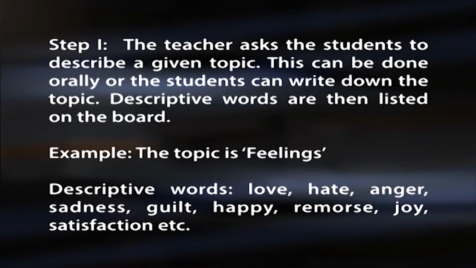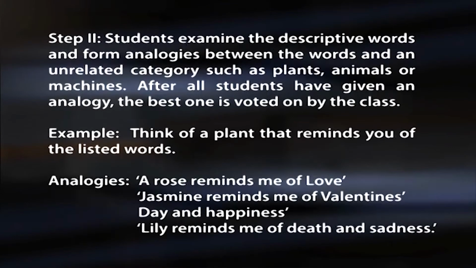Example, the topic is feelings. Descriptive words: love, hate, anger, sadness, guilt, happy, remorse, joy, satisfaction, etc. Step 2. Students examine the descriptive words and form analogies between the words and an unrelated category such as plants, animals, or machines. After all students have given an analogy, the best one is voted on by the class.